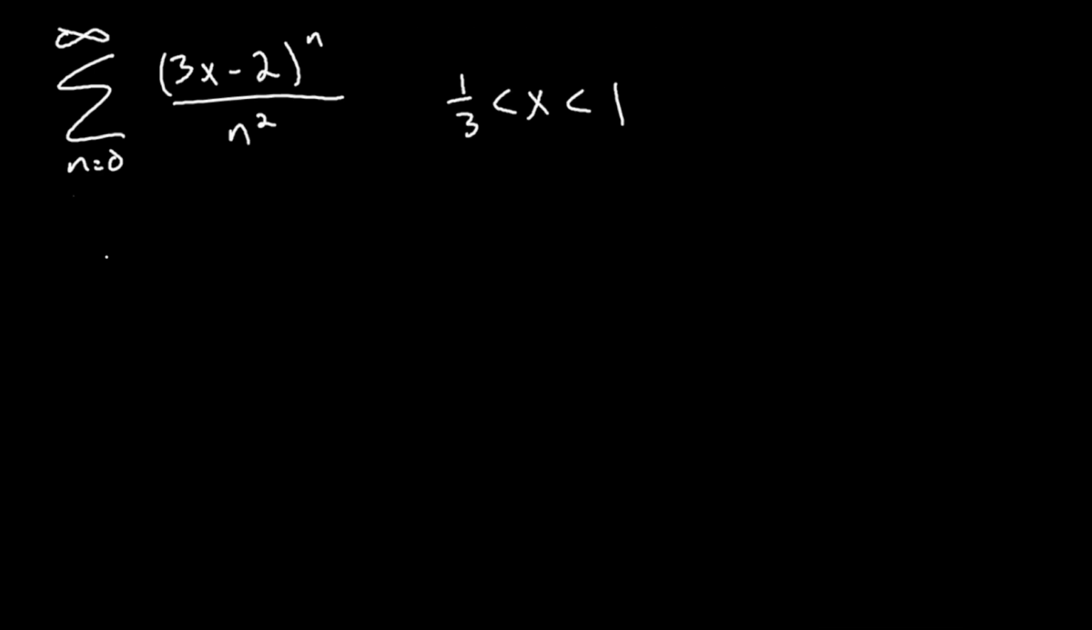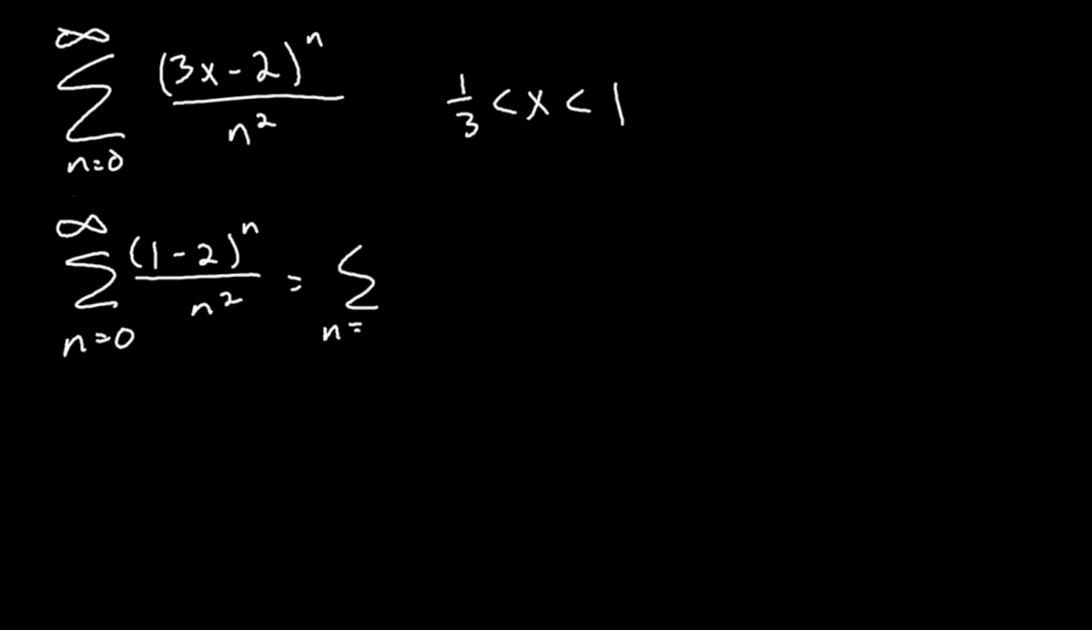Okay, so let's rewrite the series. We put 1/3 here. We should get 3 times 1/3, which is simply 1, minus 2, to the power of n over n squared, which is equal to (-1)^n over n squared.